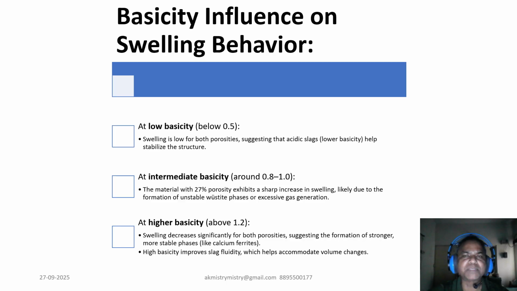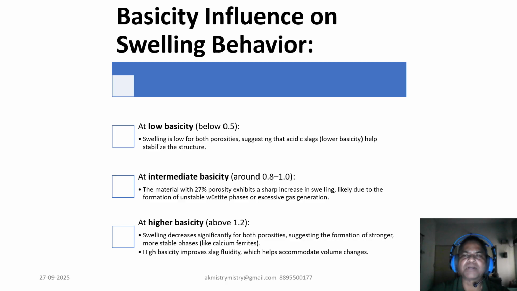At low basicity below 0.5, swelling is low for pellets of both porosities. Now, this suggests that acidic slag, which has a lower basicity, helps to stabilize the structure. At intermediate basicity around 0.8 to 1, a material with 27% porosity shows a sharp increase in swelling. This is likely caused by the formation of unstable austenite phases or excessive gas generation.